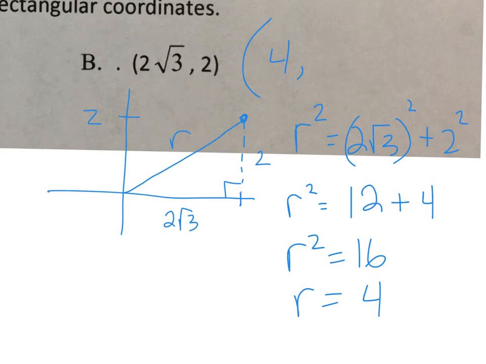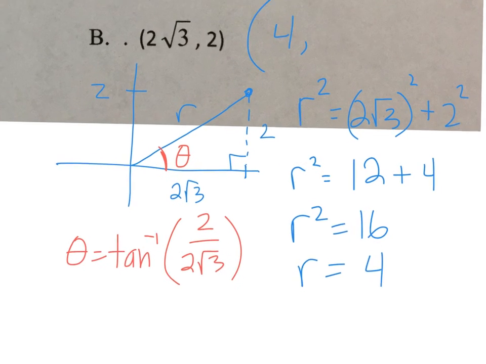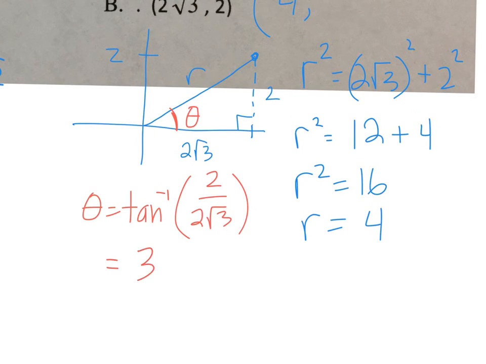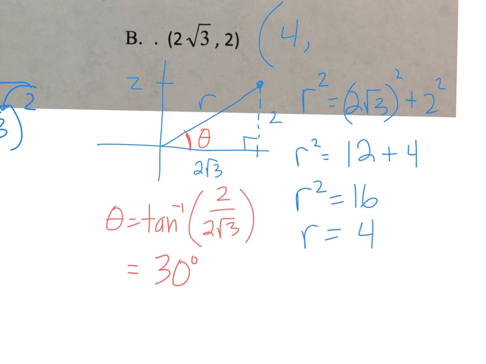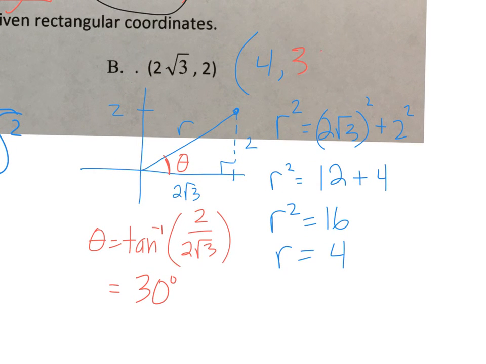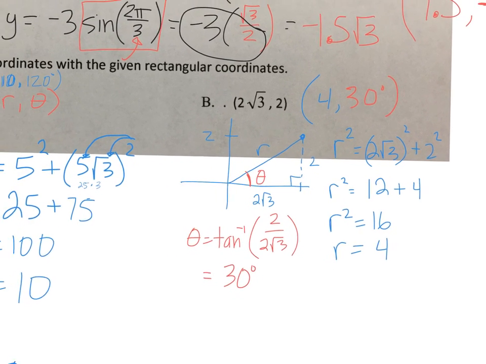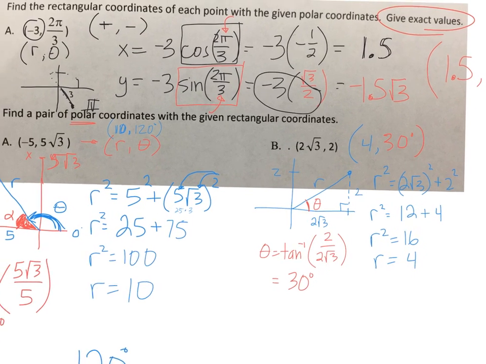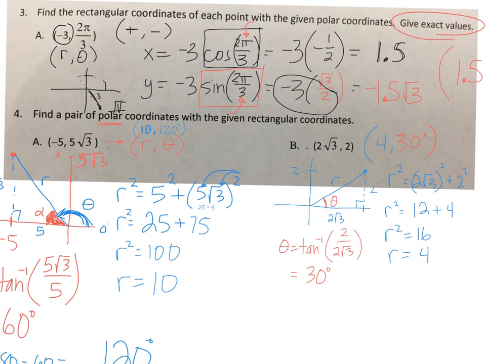So now we just have to find this angle right here. And because it's a first quadrant angle, when we use the inverse tangent, that's going to be the angle that we are supposed to have anyway. So 2 over 2 roots of 3. When you put this into your calculator, we get a 30 degree angle. So 2 roots of 3 comma 2 in rectangular is the same as 4 comma 30 in polar. To convert from rectangular to polar, we use Pythagoras, and to convert from polar to rectangular, we use r times sine and cosine of theta.